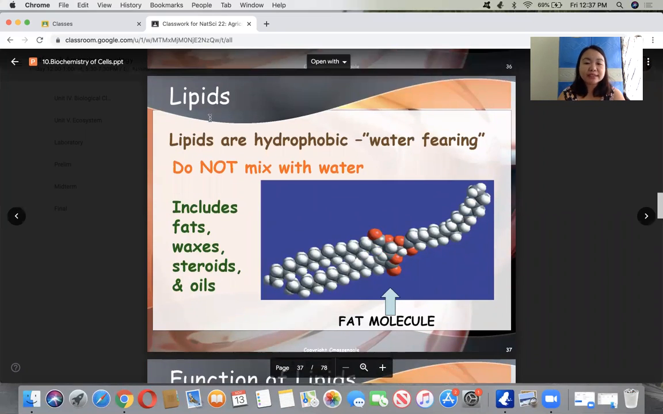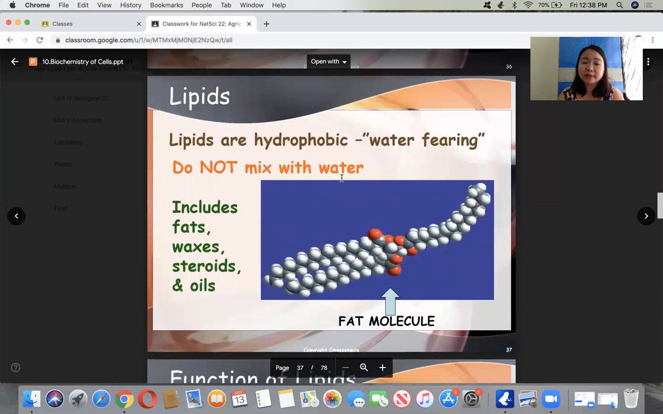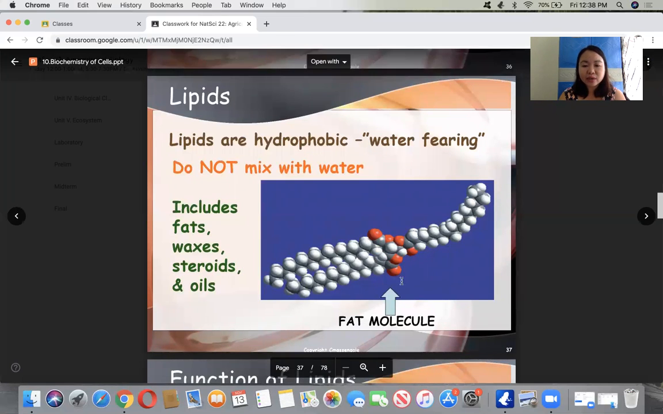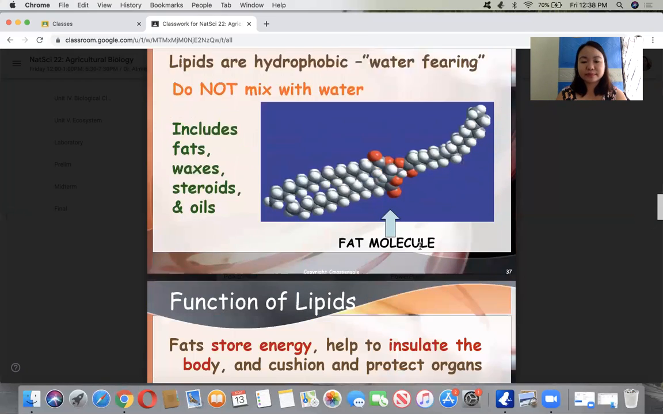So another complex compound is the lipids. These are hydrophobic, which means water-fearing, and they do not mix with water. As you can see, fats and oils do not dissolve in water, and lipids include fats, waxes, steroids, and oils. This is a typical structure of a fat molecule.